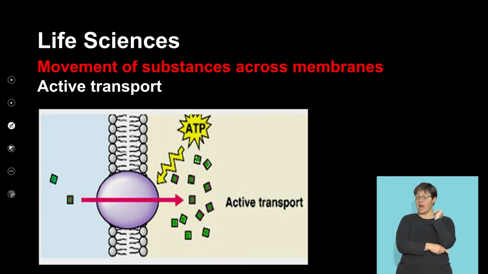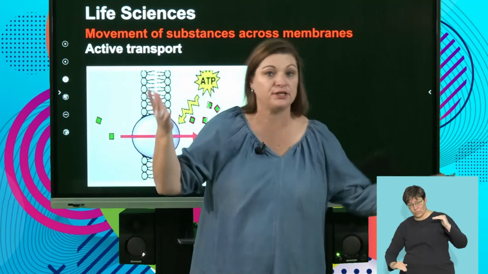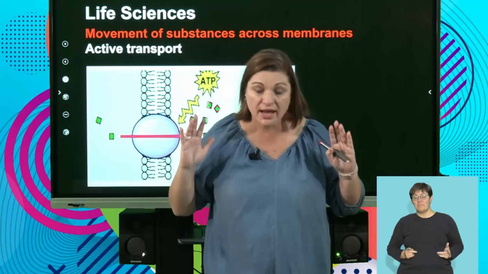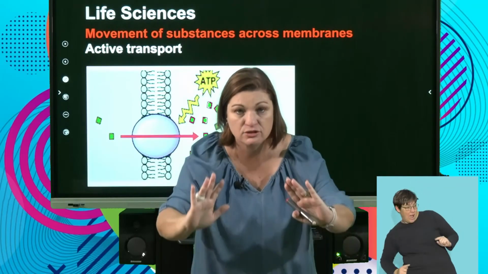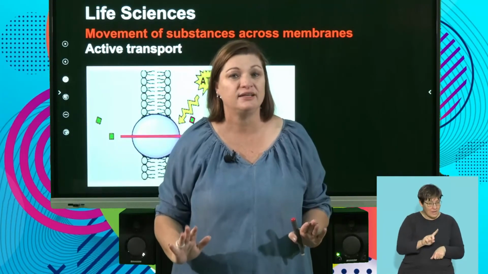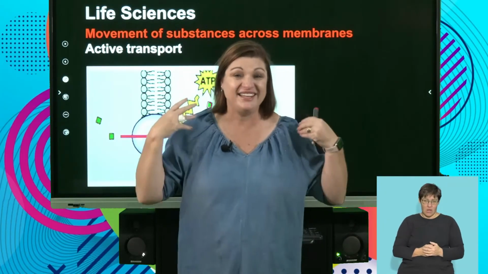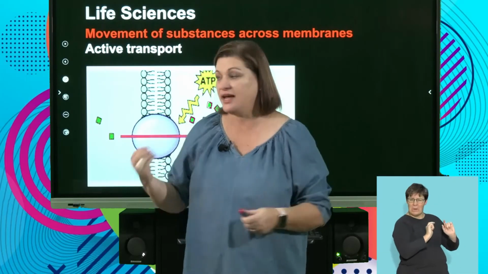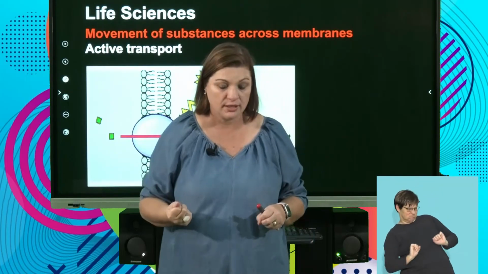Guys, the last thing that we're going to look at is that sometimes I'm going to have to push something up the hill. So when it comes to osmosis and diffusion, it's high concentration to low concentration. But sometimes in our body, we actually have to go against the concentration gradient. And I'm going to have to push somebody up the hill. What do I need? I need energy. All right, I need energy to do that. And that is called active transport.